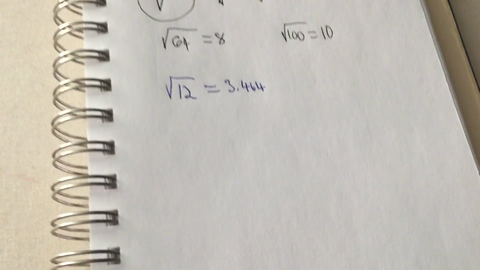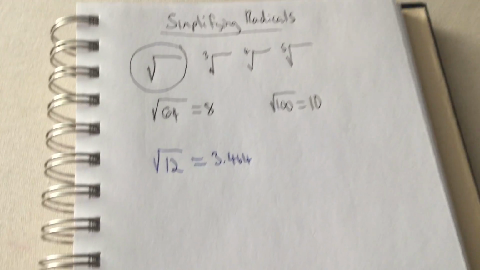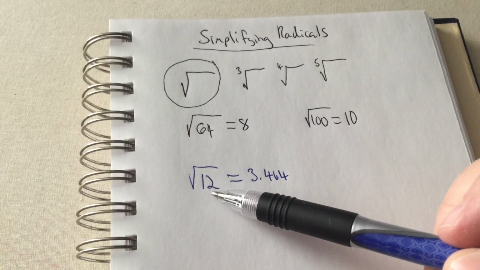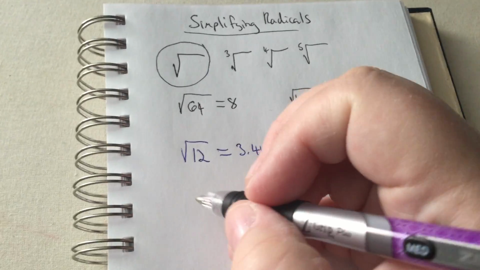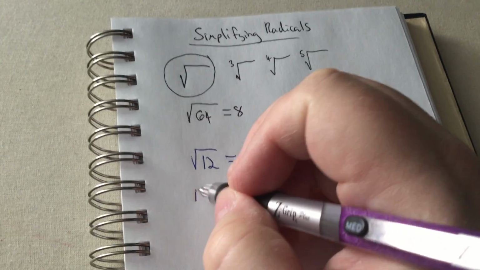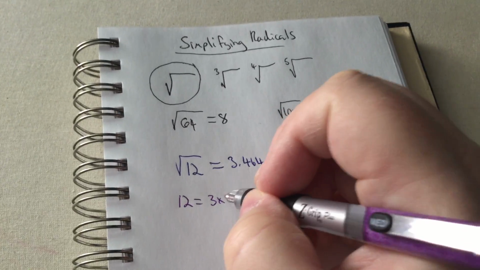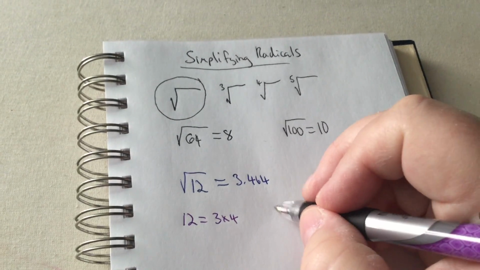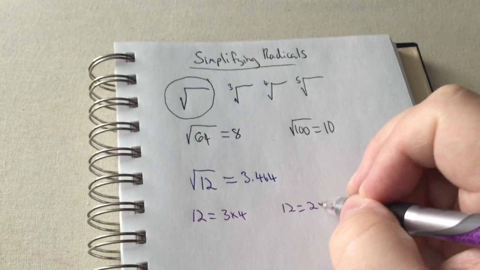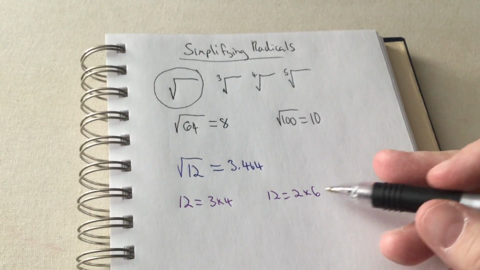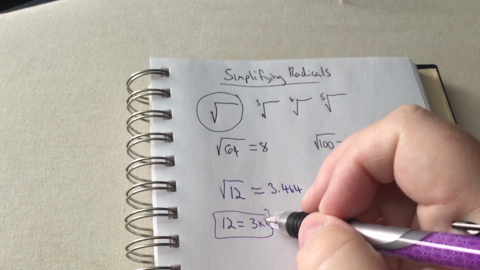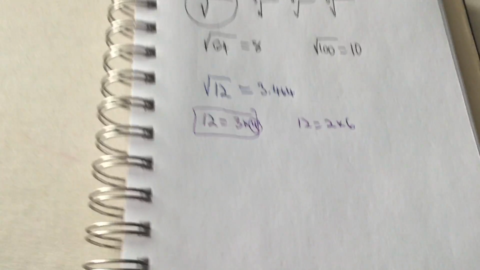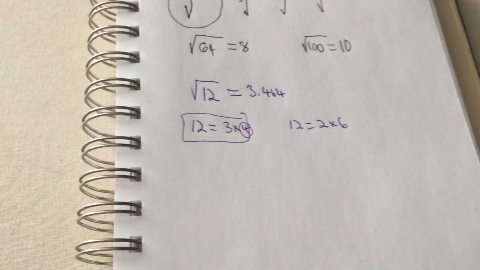But in some of the math that you do in high school, some of the equations that you solve, it is a useful thing to be able to know how to simplify this radical. And I'm going to show you how that works. I know that 12 is equal to 3 times 4. I also know that 12 is equal to 2 times 6. But that one really isn't useful to me. This one is useful to me because it has a 4 in it.